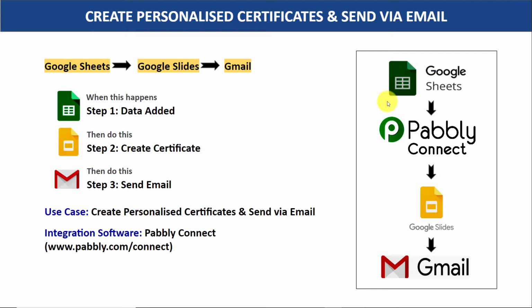The first choice is you can copy all the details from Google Sheets, sort them out individually, create a certificate from Google Slides, and manually send it on Gmail. The problem with this approach is it's very repetitive and tiresome. So I would suggest that you bring in some automation, so that whenever new data is added in Google Sheets, it will automatically create a certificate in Google Slides and send it by email on Gmail.